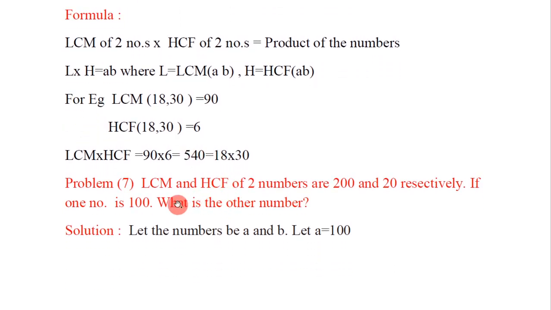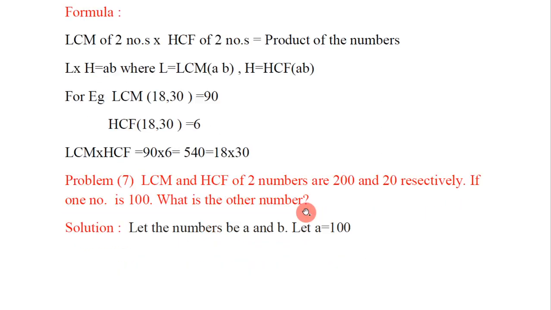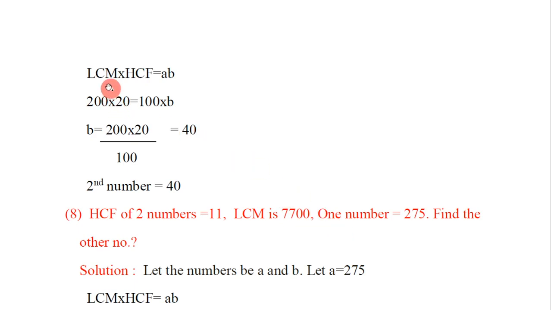So consider two problems now. LCM and HCF of two numbers are 200 and 20 respectively. If one number is 100, what is the other number? Very simple. Take the numbers as A and B, and take the given number as A, which is 100. Then we know that LCM into HCF is AB. So 200 into 20 is 100 into B, the second number. So the second number B is this divided by 100. So 100 cancels, it is 2 into 20, 40. So the second number is 40.